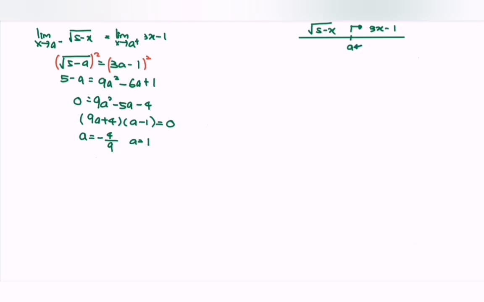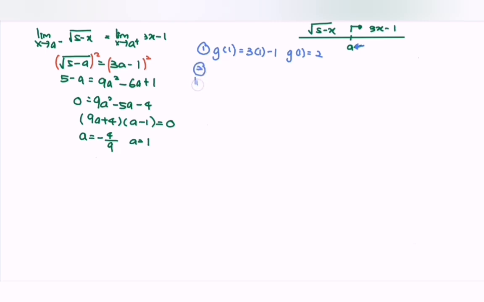Next, is g(x) continuous at a equal to 1? So we have to substitute a as 1. Condition number 1: g of 1. We have to substitute 3 multiplied by 1 minus 1. So the value of g of 1 is equal to 2.